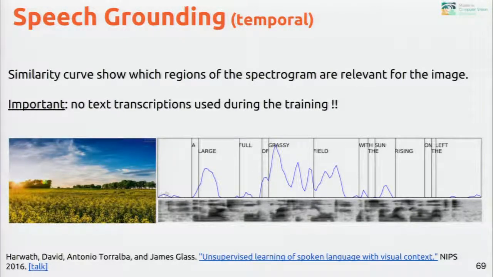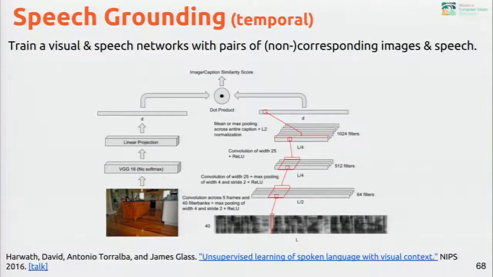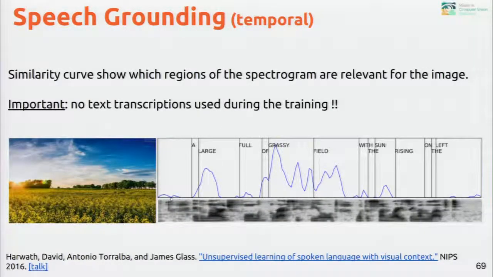Then what is interesting is this graph. It's plotting the similarity score that the network is predicting. What we observe is that the highest similarity score is achieved with the word grassy, with the phonemes of grassy. It's pretty good, right? This word seems quite relevant and representative for this image. While other words, like, maybe rising, have no similarity at all, right? Large, okay, maybe it kind of makes sense.